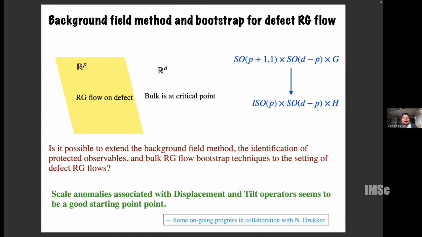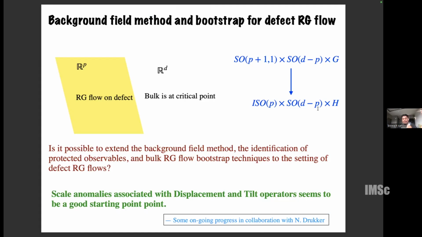This is one of the directions in which I am progressing, and it looks like the simplest candidate to study this is the trace anomalies or the scale anomalies associated with the displacement and the tilt operators, which are protected operators on the defects. Studying their renormalization group flow gives some kind of protected observables, and possibly it will have some bootstrap implication with time.